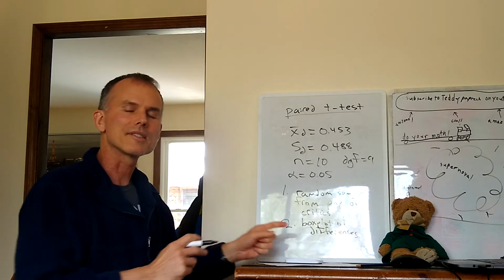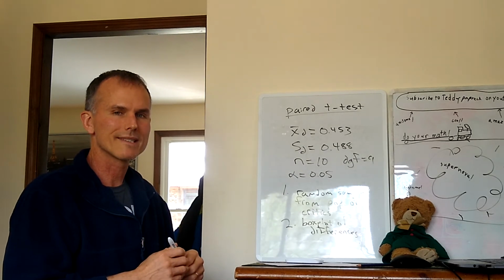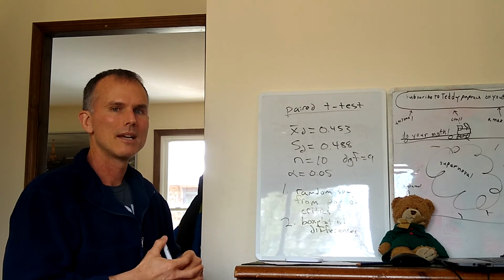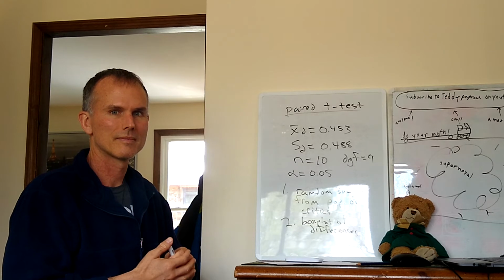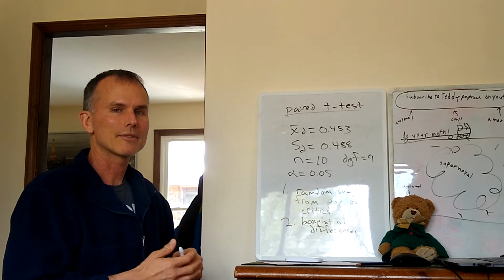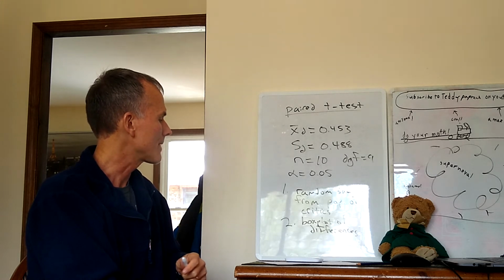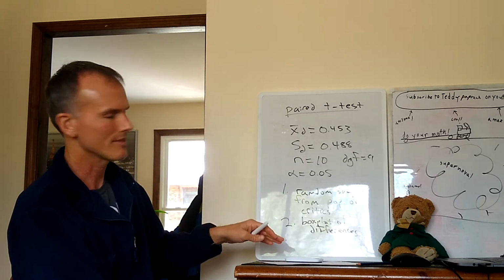You say, since the box plot is reasonably symmetric and contains no outliers, we can assume normality of the sampling distribution. Okay, I don't think I have to repeat that. You've heard it over and over again. Okay, so those are our two conditions.